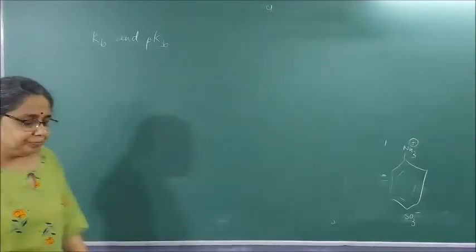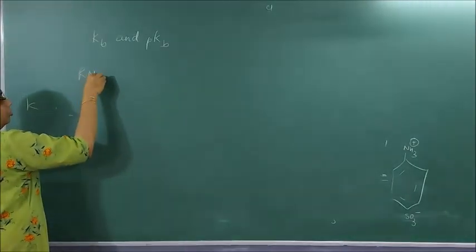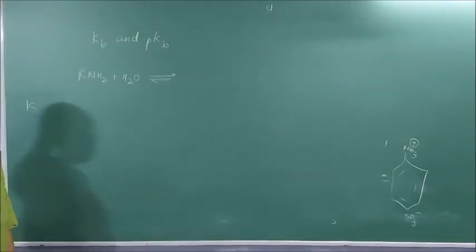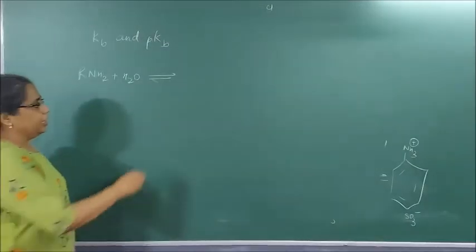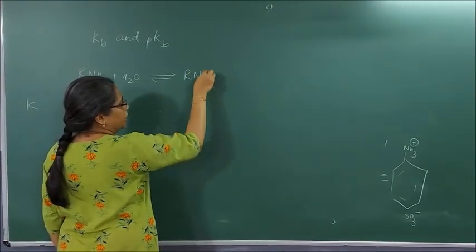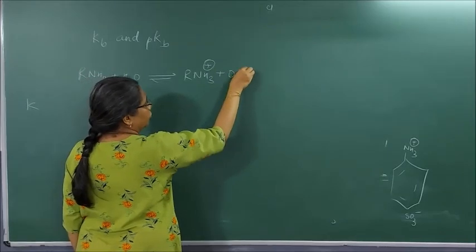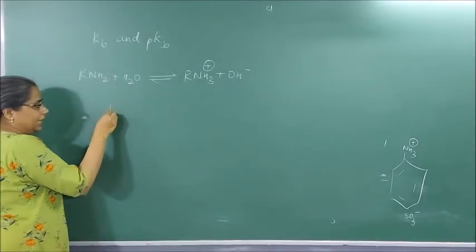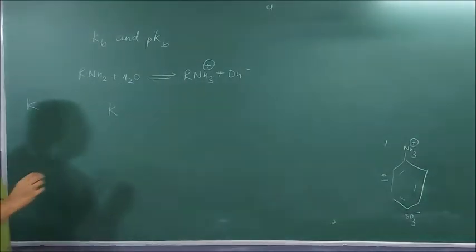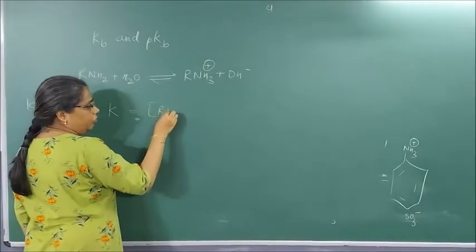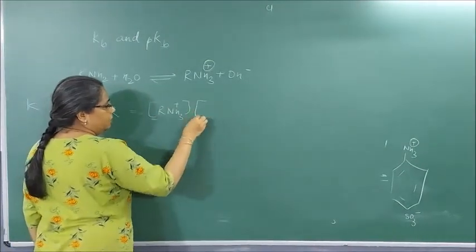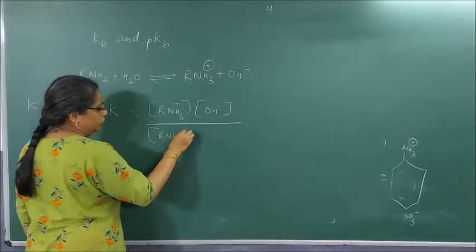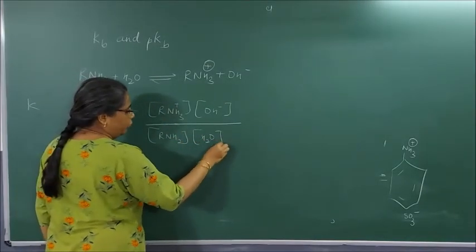Now please write RNH2 plus H2O. It will be protonated. It will give RNH3+ plus OH-. Now to this I can apply the equilibrium constant. So K is equal to the concentration of RNH3+ times the concentration of OH-, divided by the concentration of RNH2 and the concentration of water.